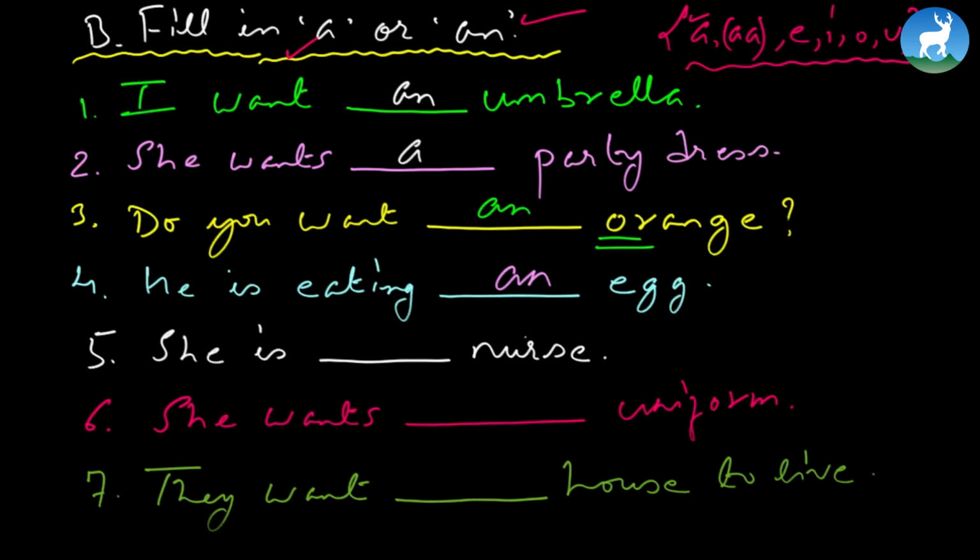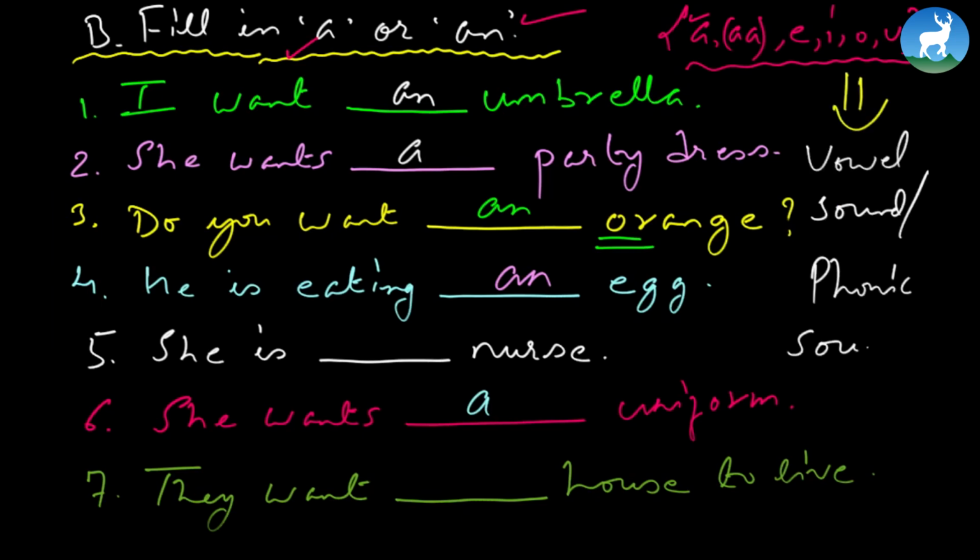Now, like this, you can do the rest. Hey, how about number 6? Try number 6. She wants a uniform. Again, "yoo", not "ooh". Alright? She wants a uniform. This is how you fill in the article, keeping in mind the vowel sound. Always keep in mind the sound. Always keep in mind the vowel sound. Also keep in mind the phonic sound. Sound is the key here.